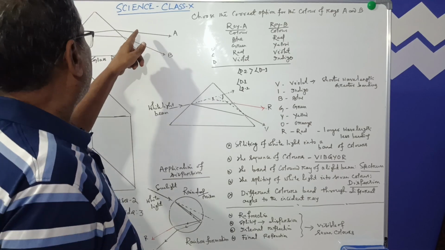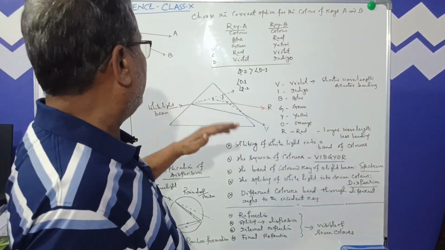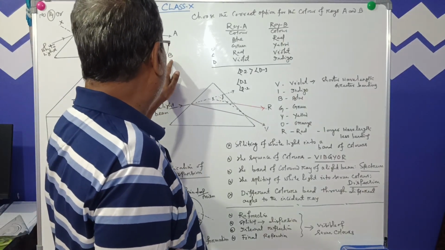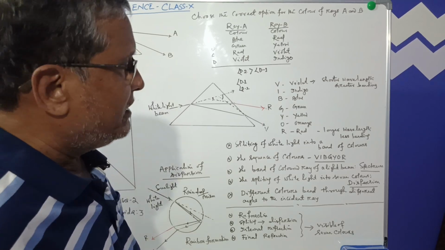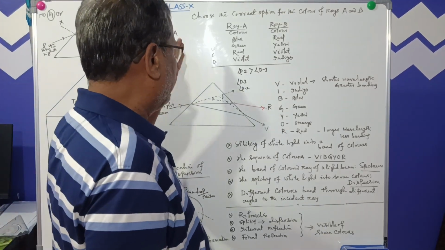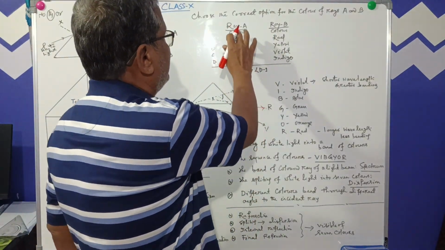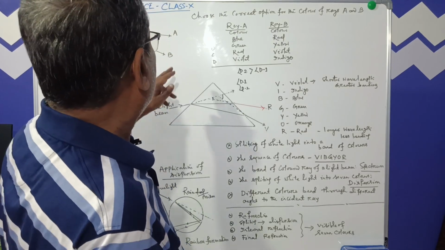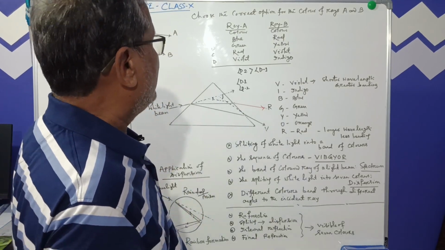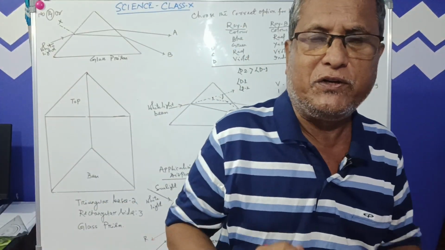So these are 7 colors. Out of them, we have to point out the color A and color B. Okay, so this is the question, and we have to match the column A and column B. Okay, so which one is correct? We shall actually find out after discussion. So let's discuss.